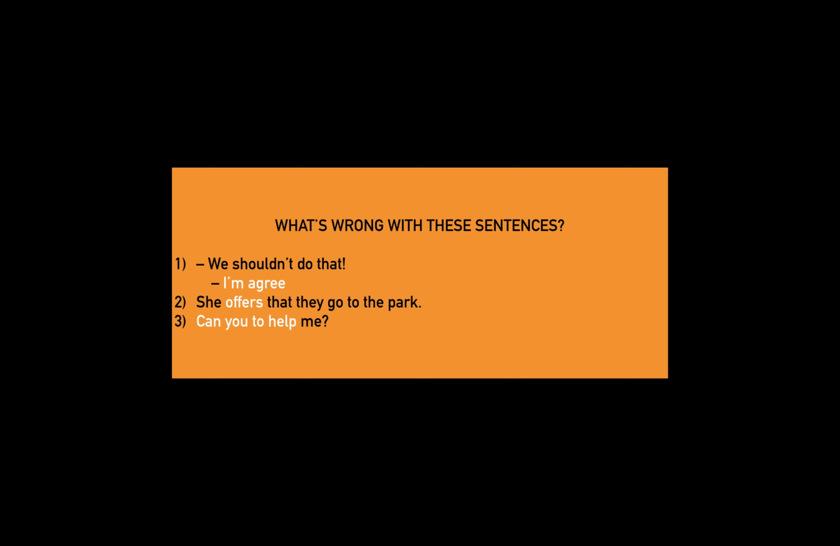What's good about this kind of feedback, and it shouldn't be only, as you see, she offers that they go to the park, the mistake here is vocabulary-connected. It can be pronunciation, grammar, appropriacy, yes, whether a formal word or informal word should be used here or there. Any kind of mistakes can be put in this way of giving feedback.